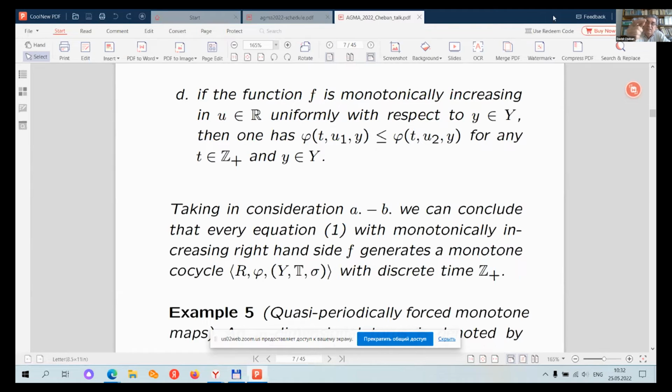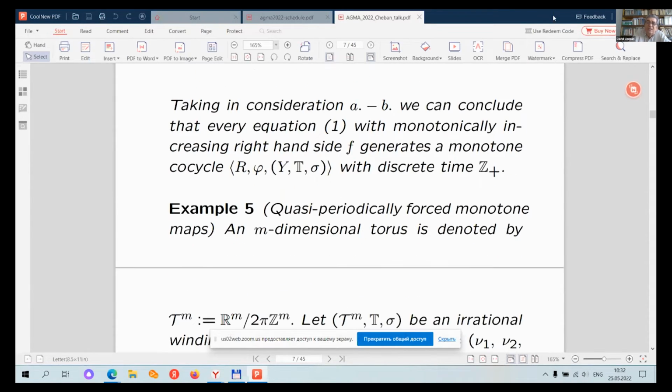This means that the differential equation generates a continuous cocycle, one-dimensional monotone. The difference equation generates a one-dimensional monotone cocycle with discrete time, if, of course, its right-hand side f is monotone with respect to the spatial variable u.